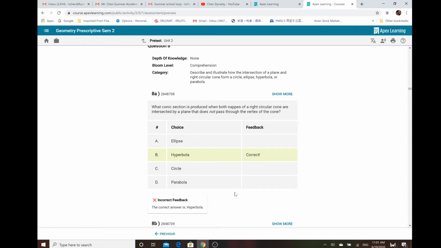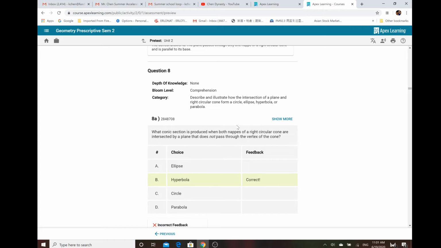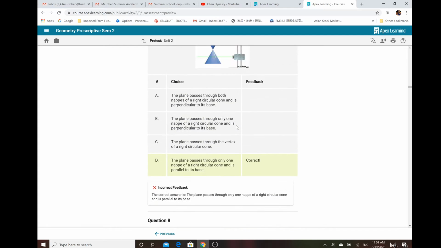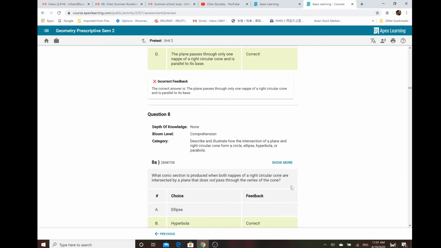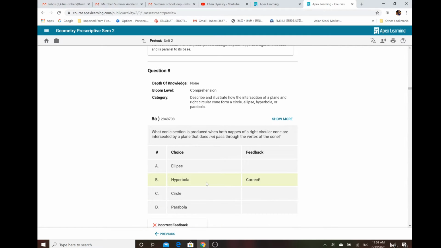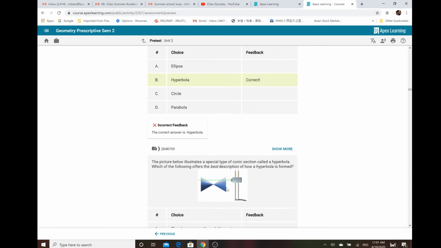What conic section is produced when both nappes of a right circular cone are intersected by a plane that does not pass through the vertex of the cone? This one is a little bit slanted, going through this way, if that's being cut. So this one will be considered a hyperbola. We'll talk about the shape of the hyperbola in a minute. A hyperbola is going to be like a symmetrical parabola, and the picture below illustrates this special type of conic section.